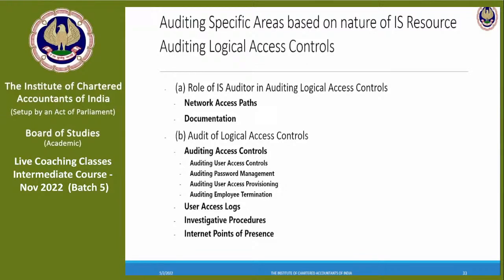I have shared a case study, documentation. Then within audit of logical access control, you look for auditing access controls, user access log, investigative procedures, and internet points of presence. Within that, auditing user access control, password management, user access provisioning, employee termination, and we have a query from Ayush. Viable business case exists. Yeah, viable business case means justification to be there online.